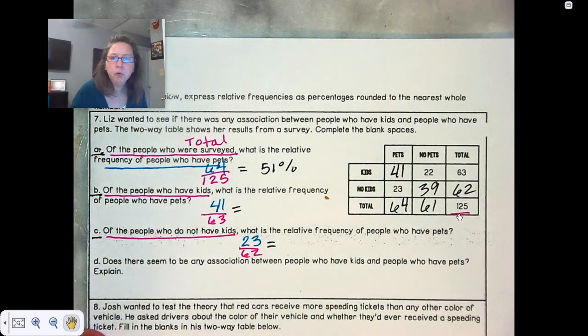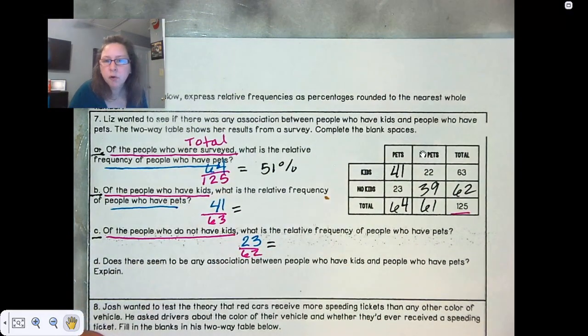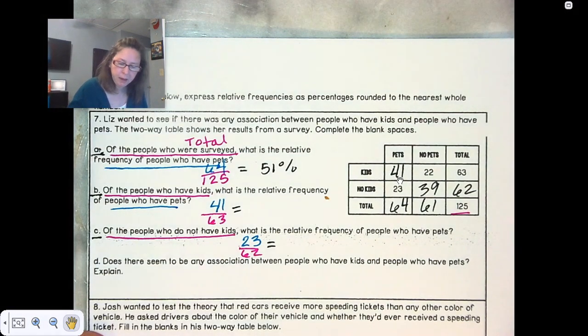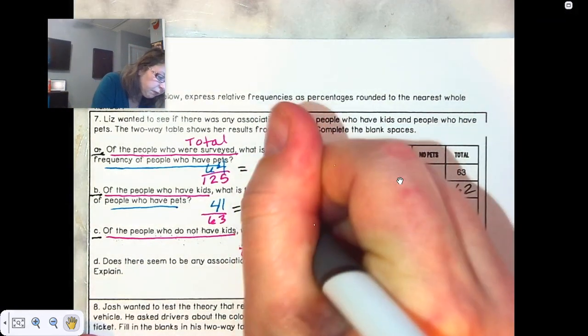Of the people who have kids, so I'm looking at kids, there's a total of 63 people with kids. What is the relative frequency of people who have pets? So under those who have kids, just this column, how many have pets? The answer is 41 right here. And that percentage is going to be 65.